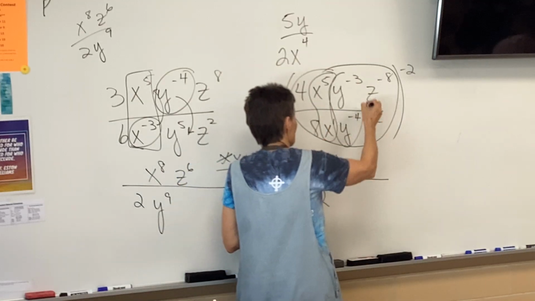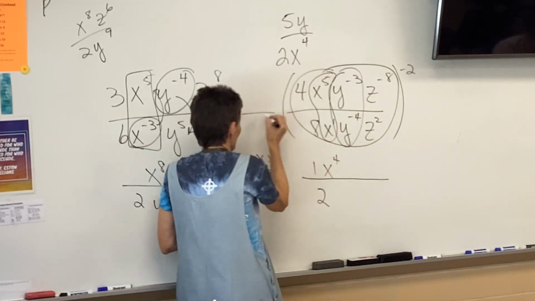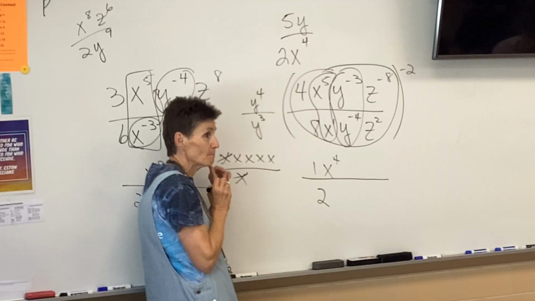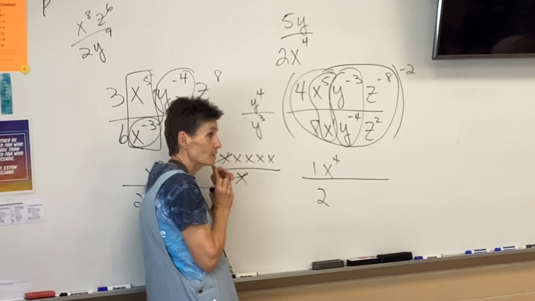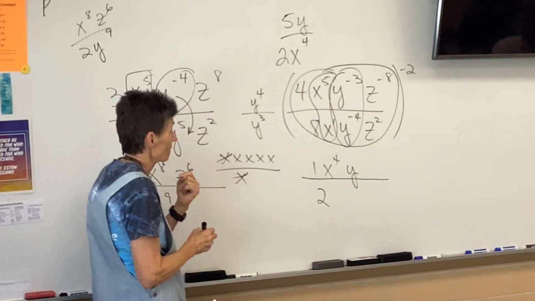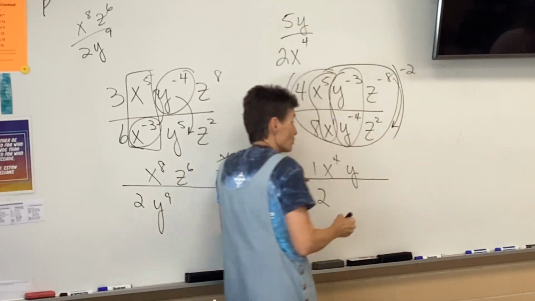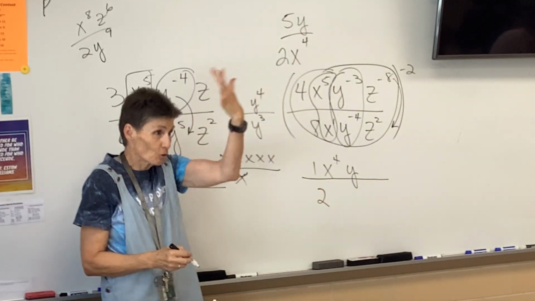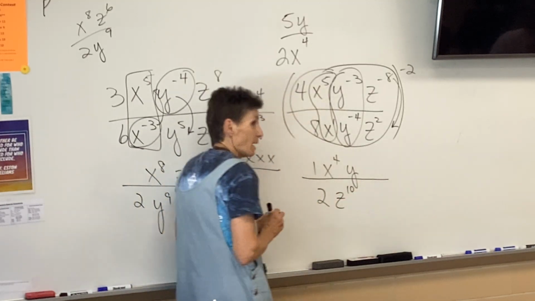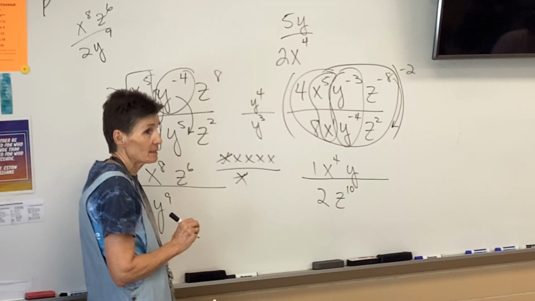Now this one's a little tricky, because the 3 will come to the bottom, but the 4 will go to the top. So it's 1 on the top. And then for the z's, these have to come down, so there's 2 down there. You're bringing down 8 more, so that's going to give you 10 on the bottom. Anybody have a question so far?